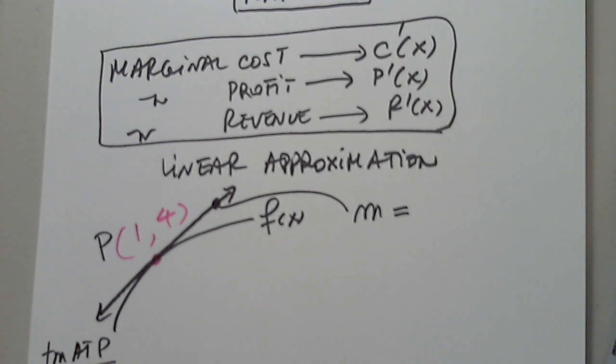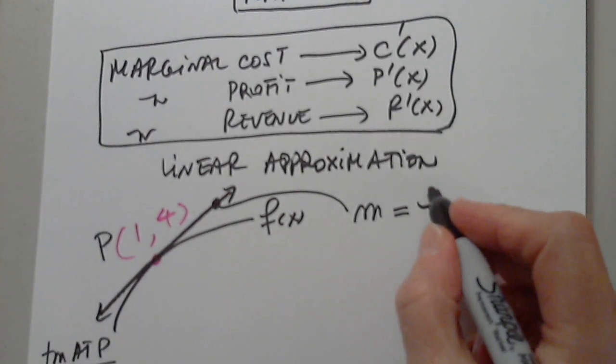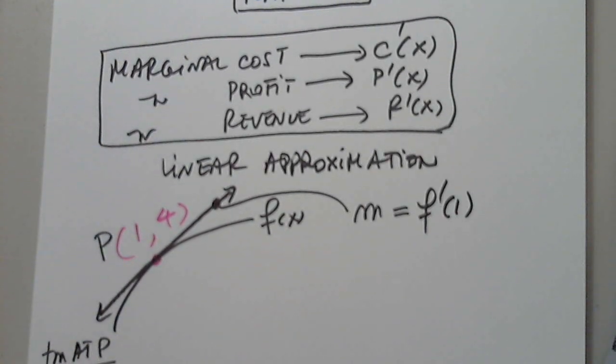Anyone? We discussed this at least 3 or 4 times so far. Please, I'm begging you, try. It's okay if you're wrong. The derivative of the function for x equals 1. Exactly. So this is f prime of 1. Very good. Awesome.